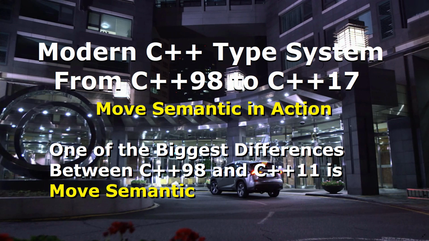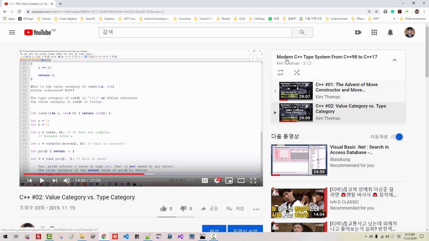This is my third episode about the modern C++ type system from C++98 to C++17. In this series of videos, I have filmed 2 videos up to this point. If you haven't watched my previous videos, please watch them.